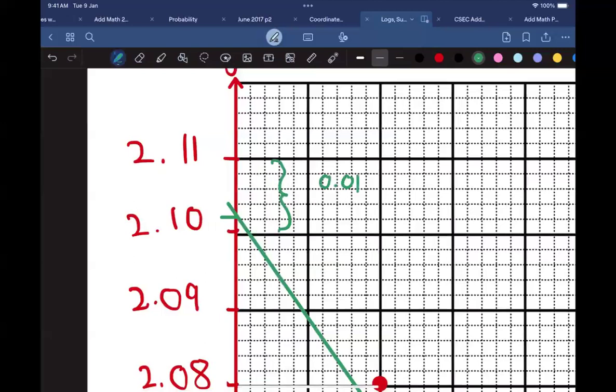Right? You're saying it correct. And that 0.01, that's cut into how many different parts? 5. So you say 0.01 divided by 5.